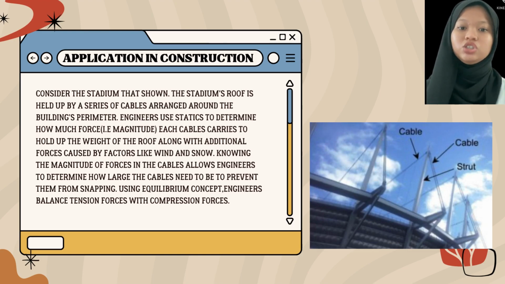pushing forces. So engineers need to not only know the magnitude of force but also which direction it acts. Using equilibrium concepts, engineers balance tension forces with compression forces. In stadium designs, diagonal struts are designed to carry compression forces induced by tension in the cable, for example arising from Newton's third law. The struts need to be considerably larger than the cables because long members that carry compression forces are sensitive to buckling.